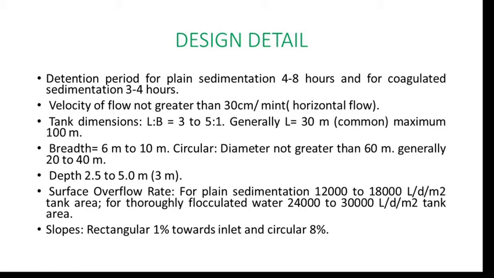The next we require the tank dimension, that is the dimension of the sedimentation tank. We can calculate first the capacity of the tank. So the capacity of the tank C can be calculated by Q upon overflow rate. And the minimum water depth for a rectangular or circular horizontal flow is equal to 2.5.